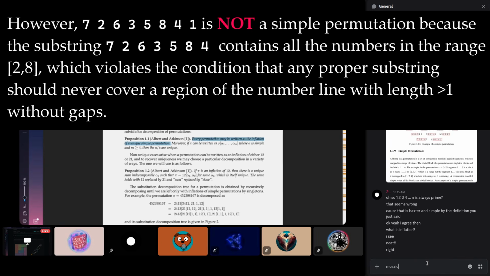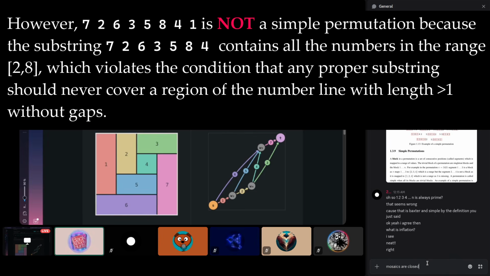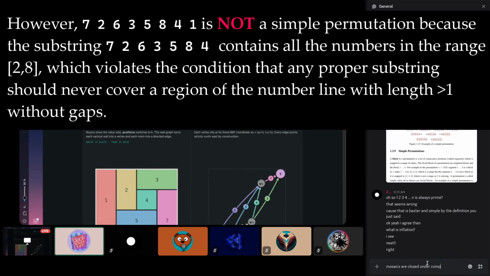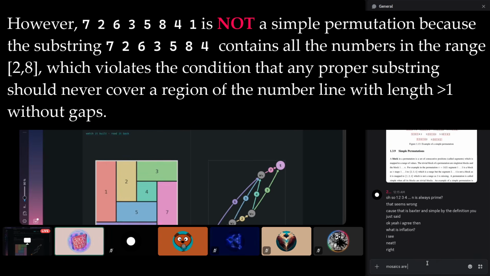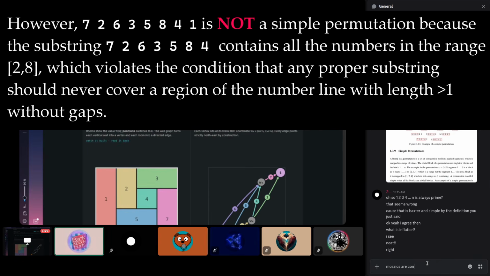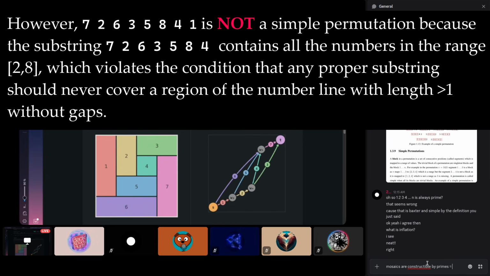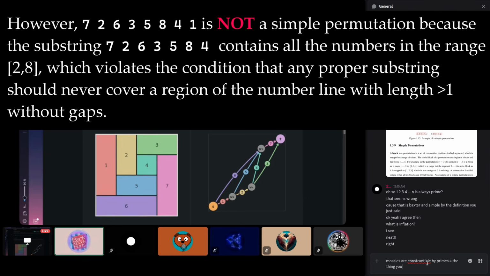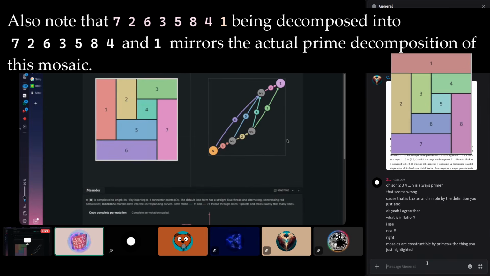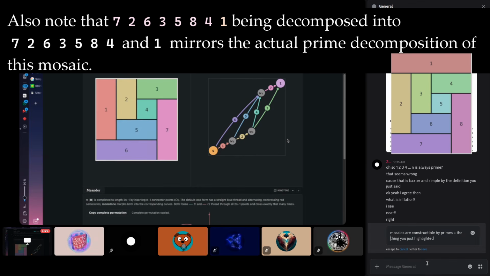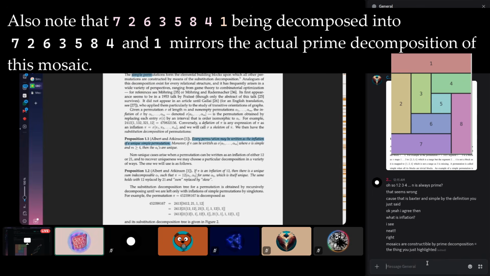All right. So just by looking at the permutation, you can check for simplicity. And if it's Baxter and simple, boom, we have a permutation that's prime, and that also maps to this particular graph being 3-connected. Yep, exactly. This maps to mosaics being constructible by prime decomposition.